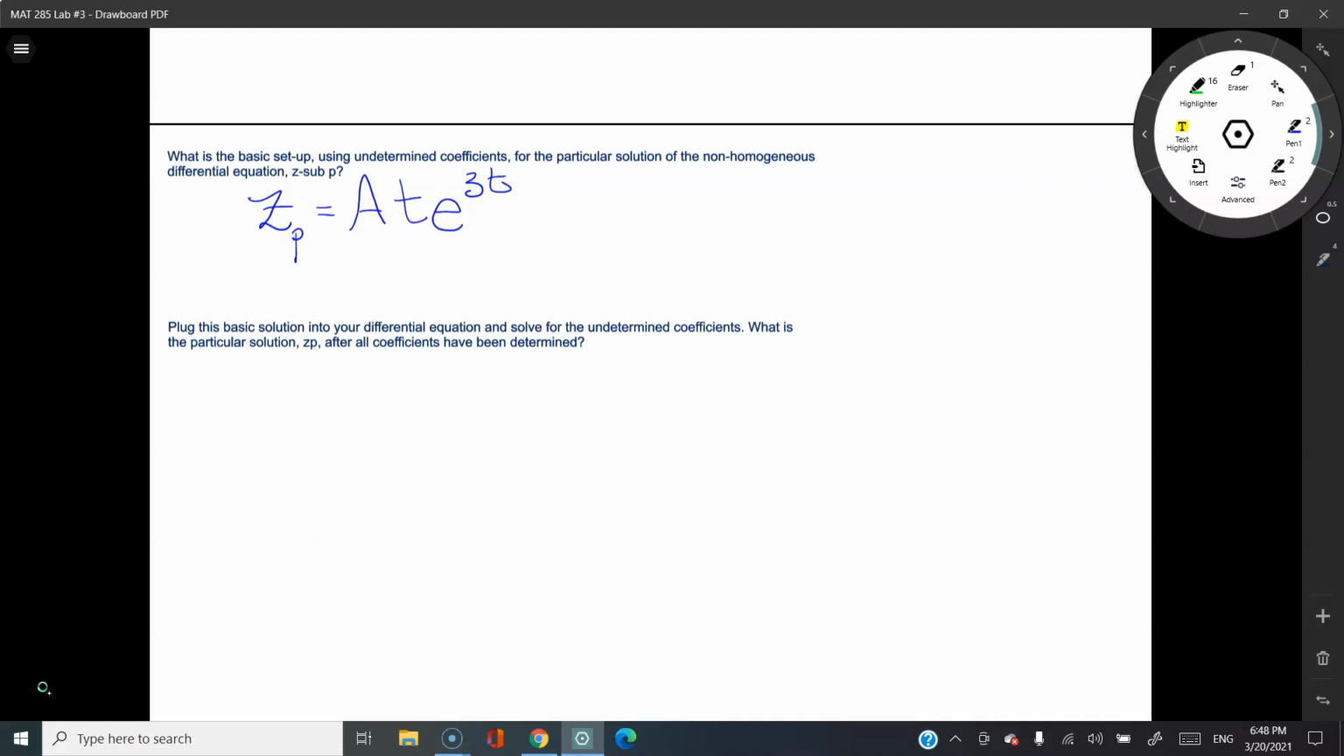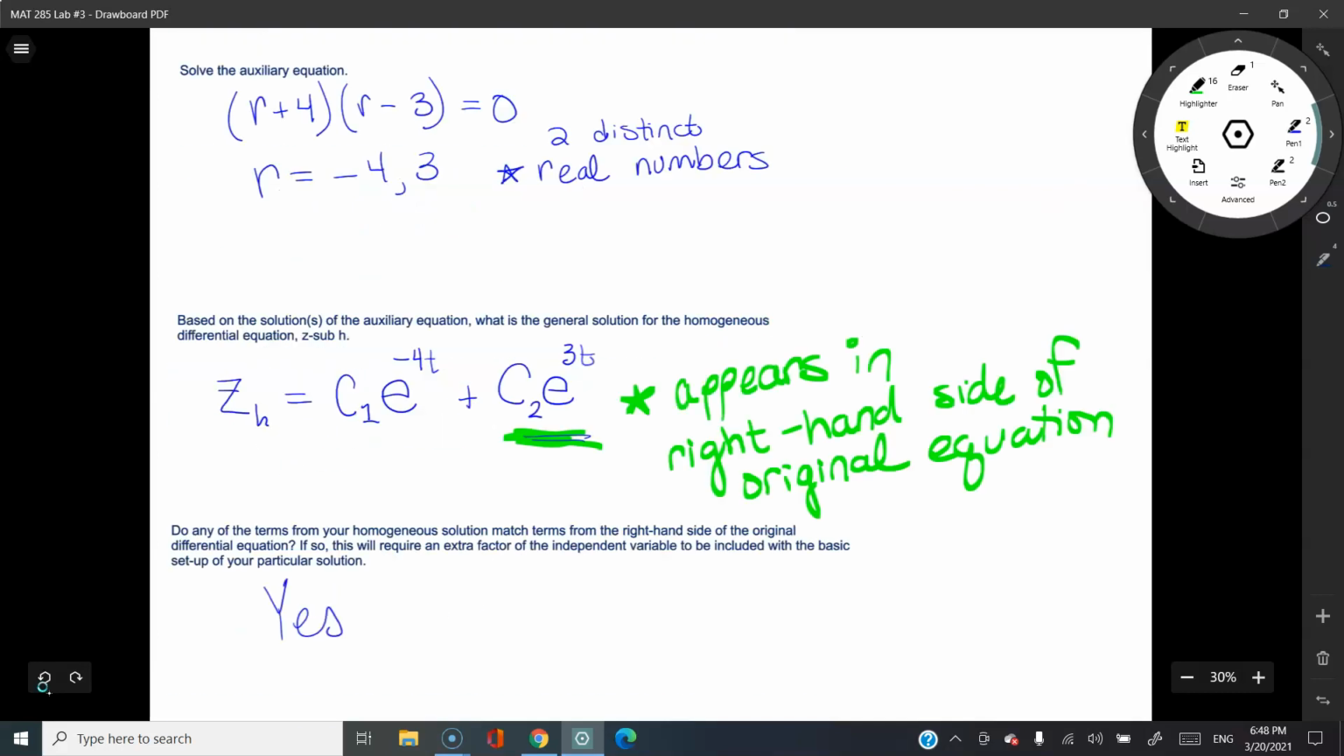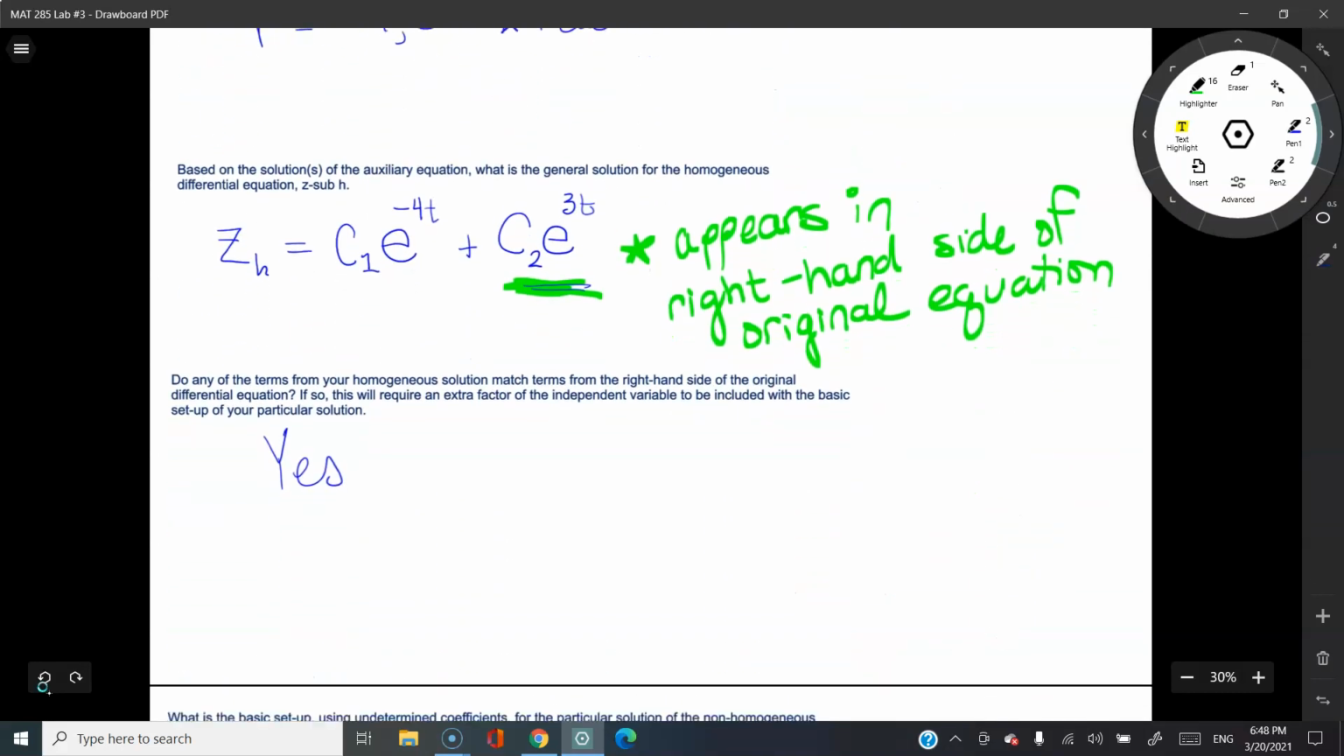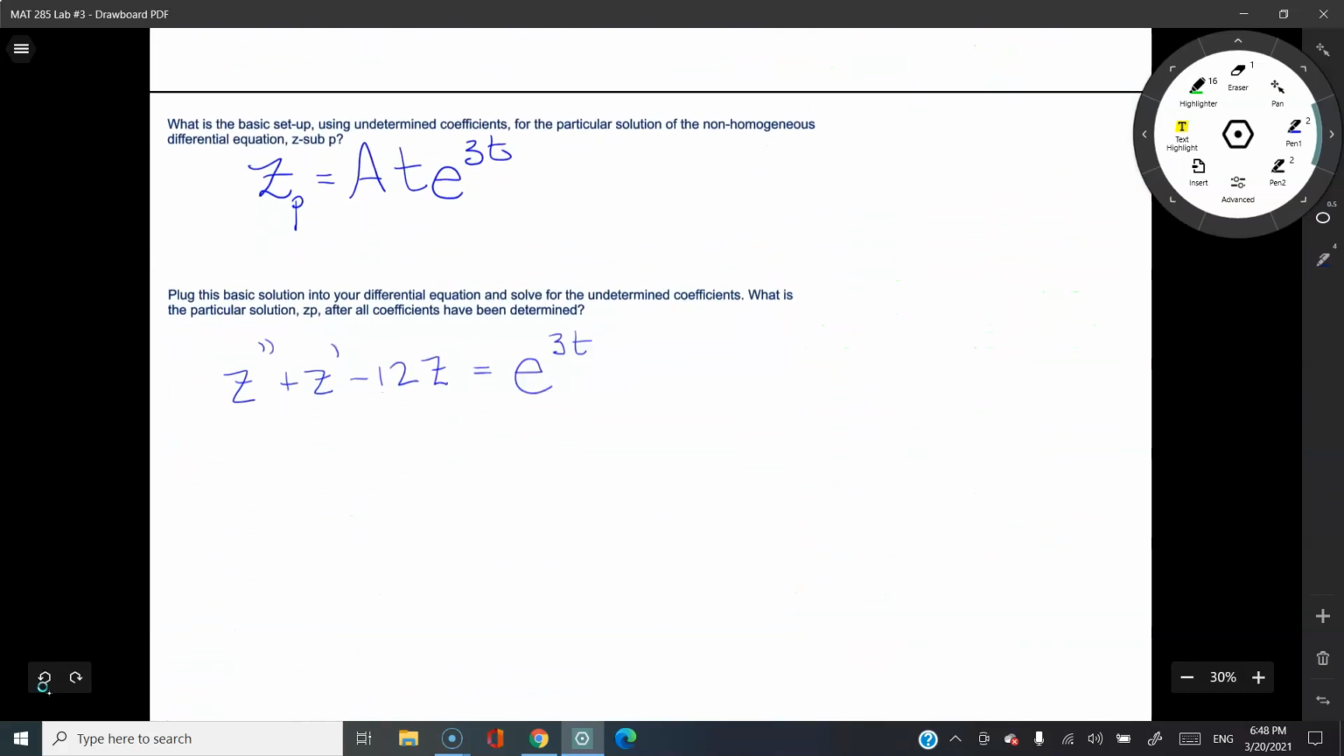So remember, our original differential equation said z double prime plus z prime minus 12z equals e to the 3t. This is what we're saying is an option for z. So we also need to calculate z prime and z double prime and plug them in to this differential equation.